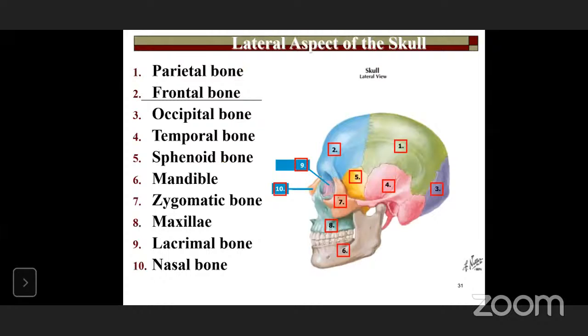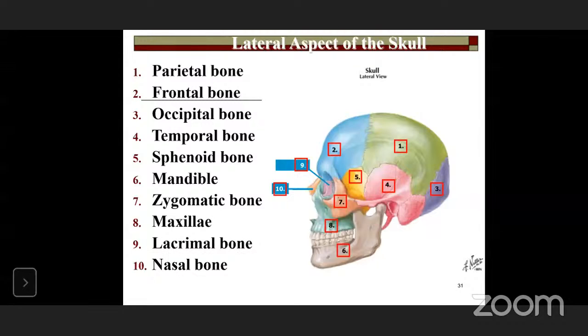Then comes the norma lateralis, that is the lateral aspect of the skull. Here in the lateral aspect, the first one is the parietal bone, the second is the frontal bone, the third is the occipital bone, the fourth is the temporal bone, the fifth is the sphenoid bone, and the sixth is the mandible. The seventh is the zygomatic bone, the eighth is the maxilla, and the ninth is the lacrimal bone, where the lacrimal apparatus is situated. And this one is the nasal bone.